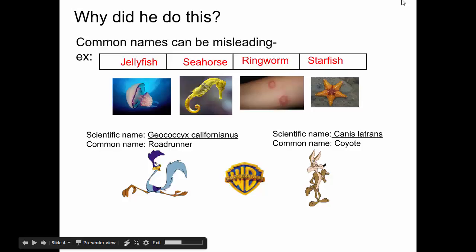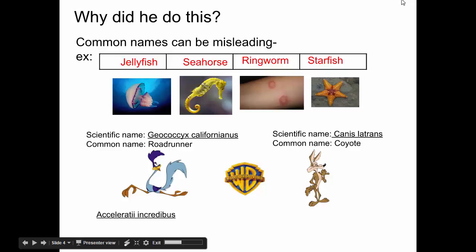You guys ever seen the Roadrunner cartoons? At the very beginning of those, in the title sequence, they're chasing each other. Well, I guess the coyote's chasing Roadrunner. Then they stop and freeze frame it. If you ever watch closely, below it, what do they put? They put a fake scientific name, actually.